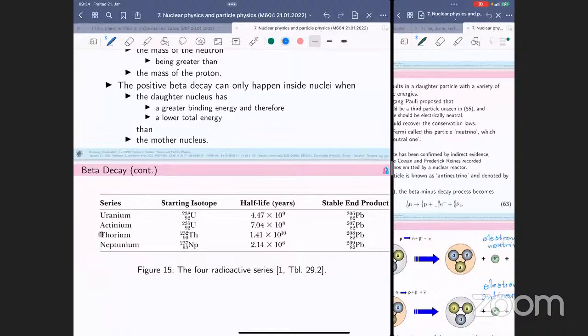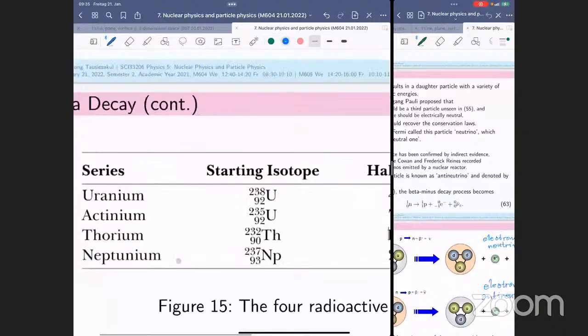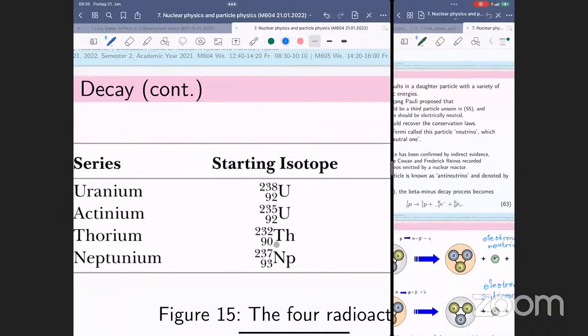The third series is still uranium, called the actinium family. The next series is made by thorium-232, with atomic number 90. It's no longer uranium, it's thorium. The next one has atomic number 93, which is neptunium. Neptunium has 237 nucleons. It's a little bit bigger than uranium and thorium, and the proton number is a little bit greater, it's 93.